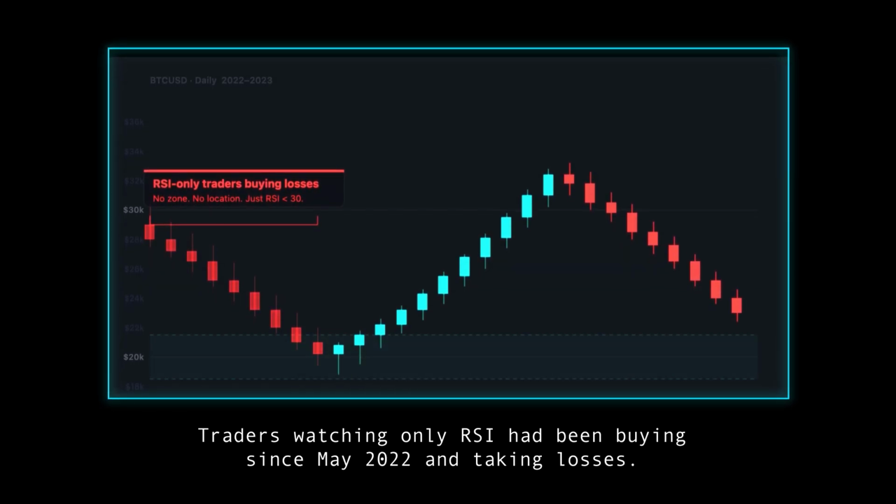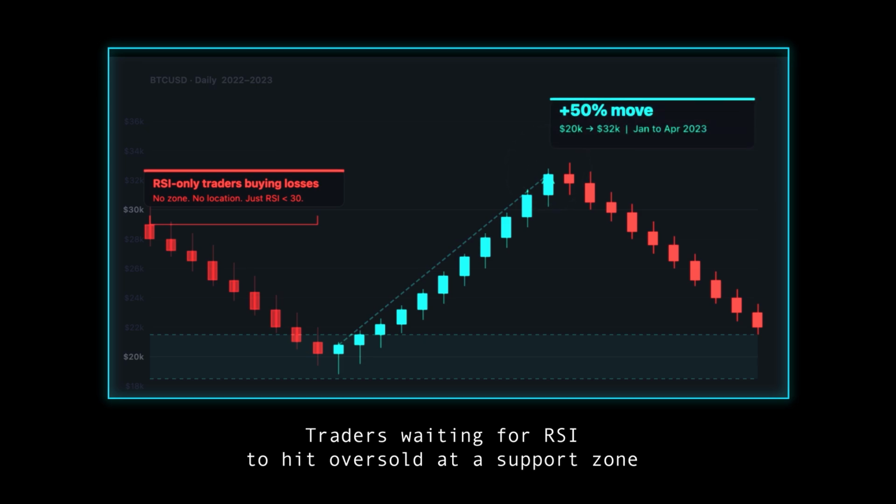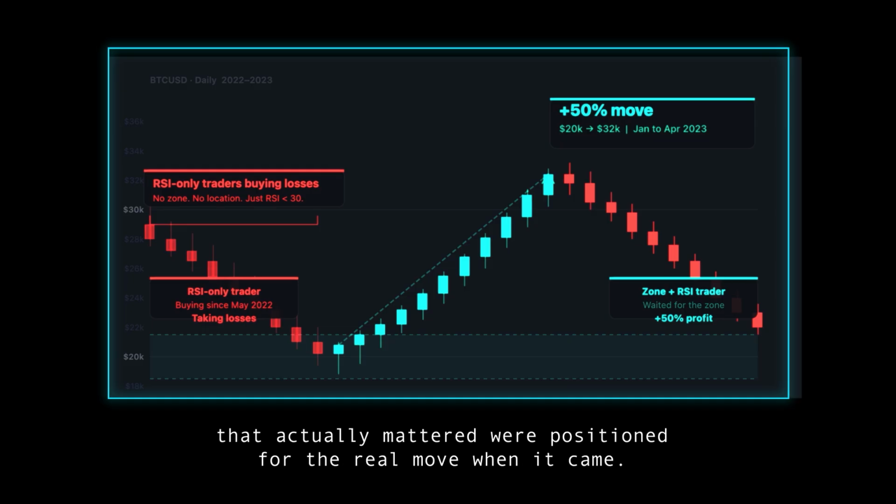Traders watching only RSI had been buying since May 2022 and taking losses. Traders waiting for RSI to hit oversold at a support zone that actually mattered were positioned for the real move when it came. That's the difference.